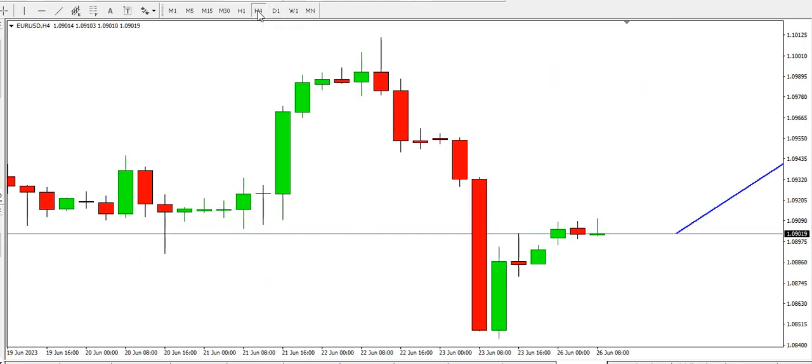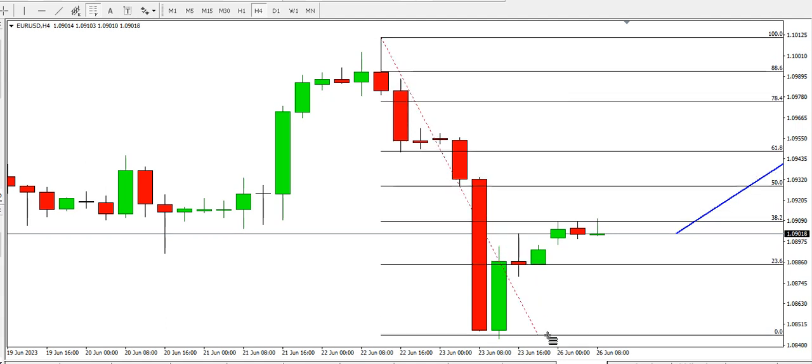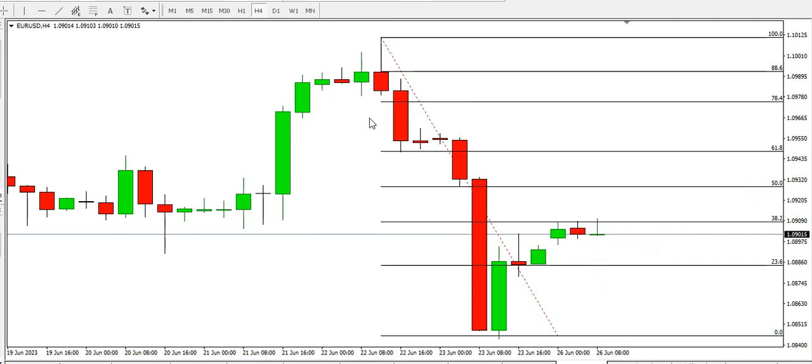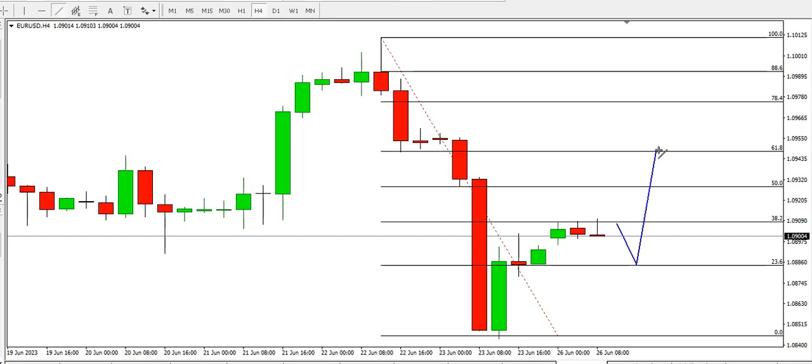Okay, for EURUSD on the 4-hour time frame, what do we have? We can see a drop on the 4-hour time frame and a recovery to the 38.2% Fibonacci level. So we might possibly see price dropping back to the 23.6 Fibonacci level, and the price picking up some level of demand for price to go up.